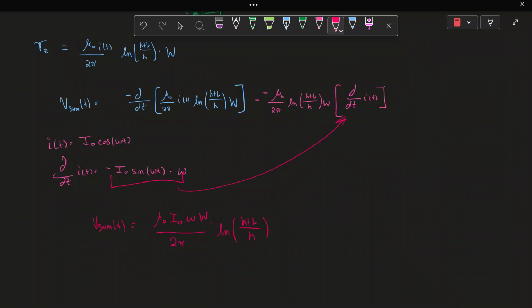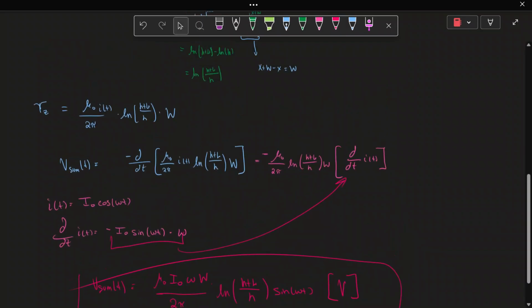Let me make sure this is right. Oh, I forgot the sine of omega t. Again, let me make sure this is right. This looks right. So we have mu naught omega I naught w, natural log, sine omega t over 2 pi. Perfect. And don't forget your units, volts. Here we go. So that's part A.